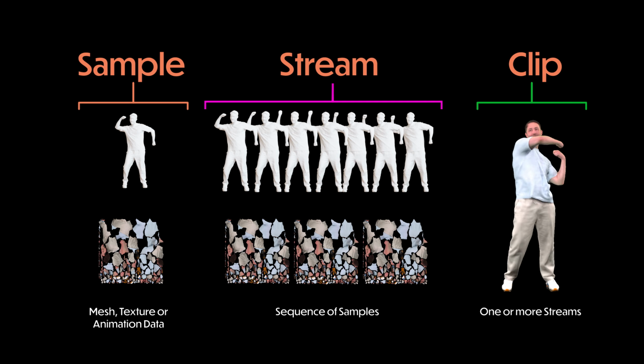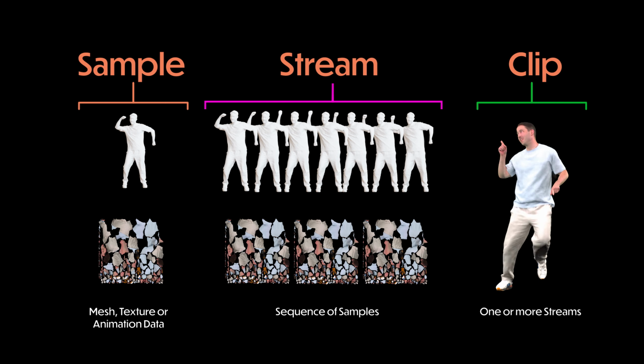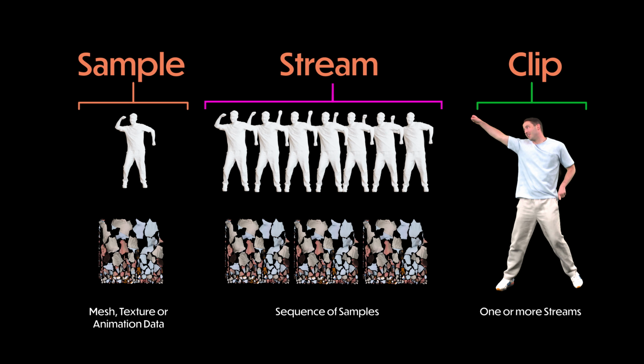Taking a look at this image, we can see a breakdown of the different terms. The single OBJ mesh is a sample. The OBJ frame range from 0 to 10 is a stream, as is a PNG sequence from 0 to 10. The combined streams from mesh OBJs and texture PNGs form the clip when imported, though you could create a clip from any of the independent streams as well.